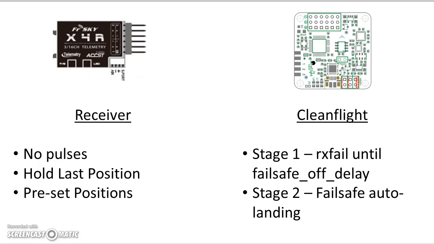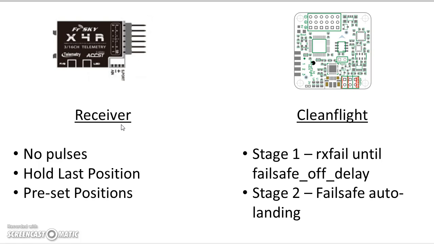CleanFlight's failsafe has two stages. By the way, this changed in CleanFlight 1.10. So if you're running CleanFlight 1.9 or earlier, some of the stuff I'm about to say doesn't apply. But in CleanFlight 1.10, there are two stages to the failsafe. In stage one, the idea is that the receiver has gone away, but maybe it's going to come back really soon, and we don't want to do anything drastic.